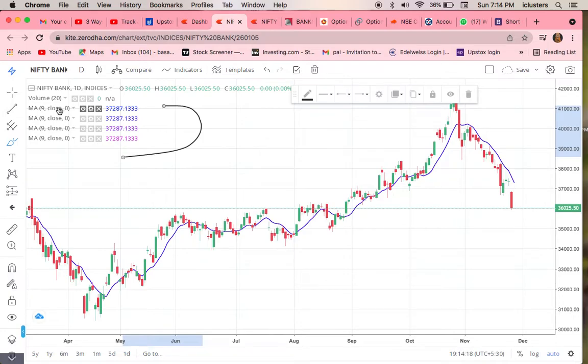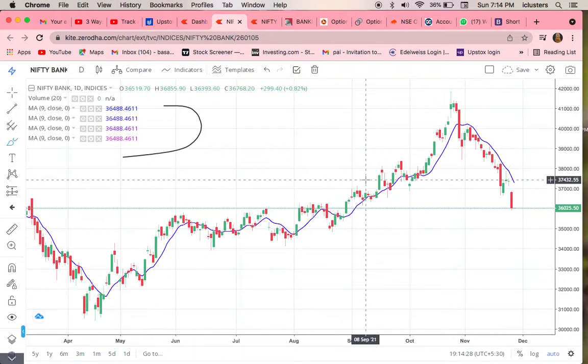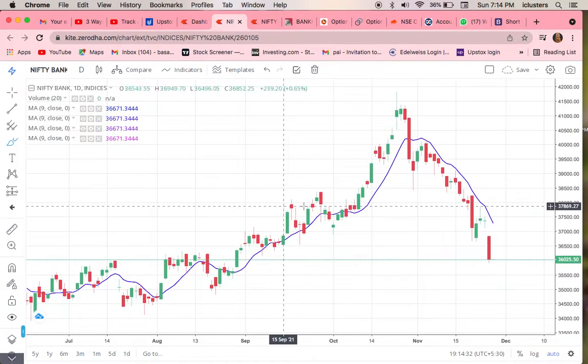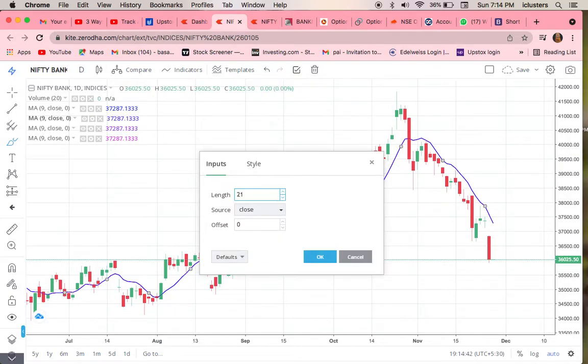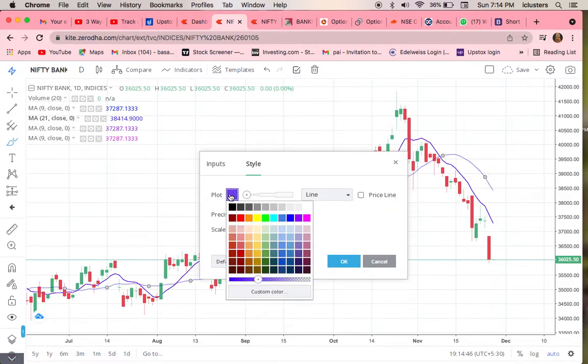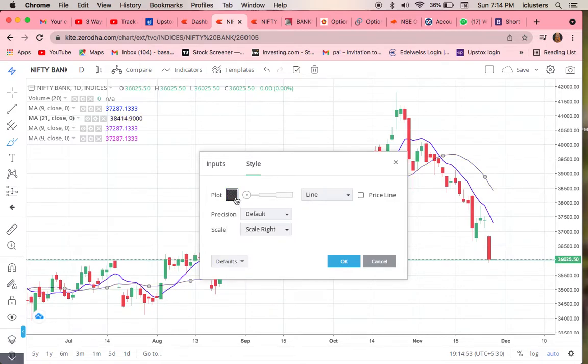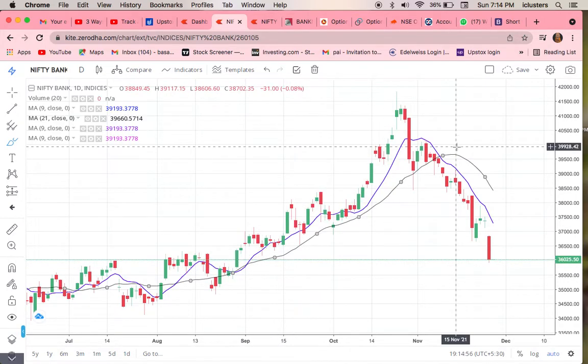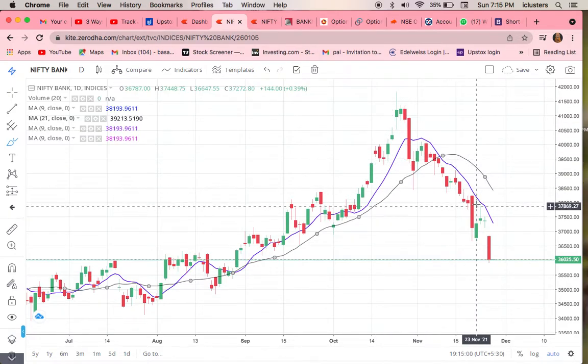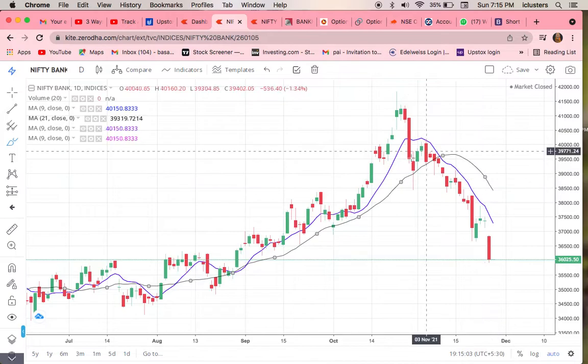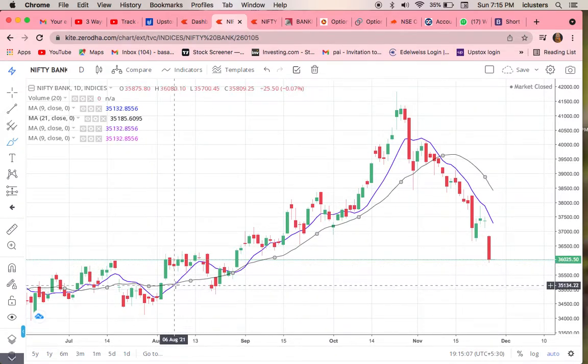Here we can find the 9 days moving average, but we want to change this to a 21 days moving average. The first one, 9 days, we let it be as it is, and the second one we change to 21 days. In style, you can select any color. The first and second moving average lines are the same color, so I am changing to black. See, the first one, blue, is the 9 days moving average, and the second one is the 21 days moving average, showing how the price is moving on average.